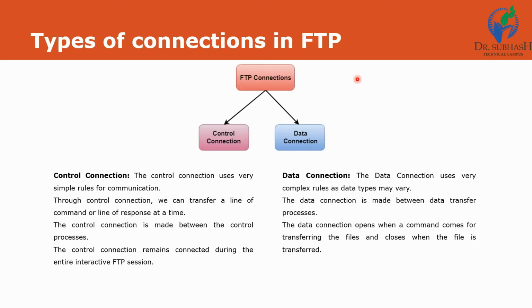We can classify the connections in FTP into two parts: control connection and data connection. What is the use of the control connection? The control connection uses a very simple rule for communication. Through control connections, we can transfer a line of command or a line of response at a time. What exactly does it do? It makes a connection between two computers, and it establishes the connection.